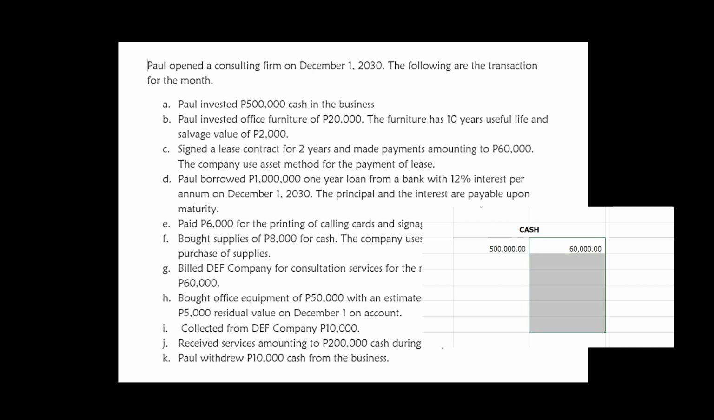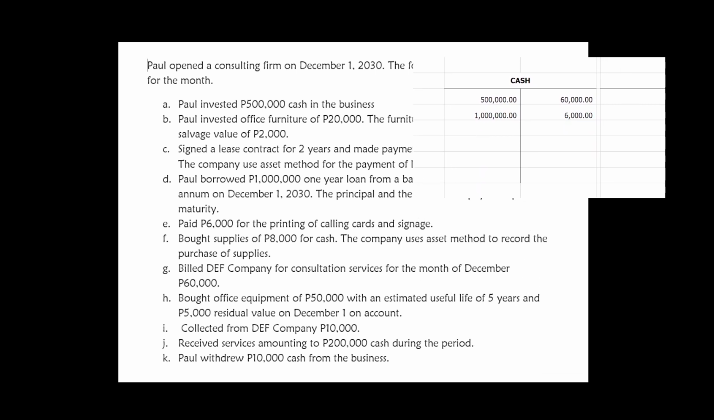Okay? Next natin is, wait a minute, ayaw niya mag-move. Etong letter D, Paul borrowed 1 million, 1-year loan. So, kapag nag-borrow tayo, ibig sabihin merong cash na papasok sa business. That is 1 million. And then, letter E, paid 6,000 for printing of calling cards and signage. Ito siya is advertising. So, since nag-paid, so nagbayad, so meron lalabas na cash. And then, bought office supplies of 8,000 for cash. Bumili ulit. So, bawas ulit ng 8,000.